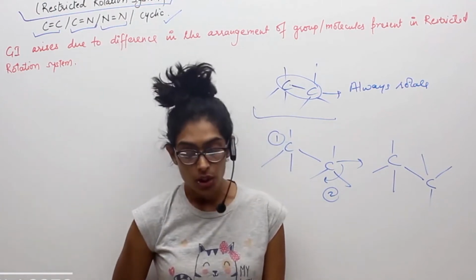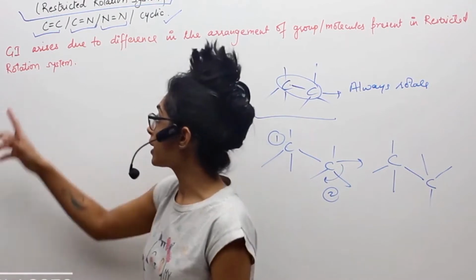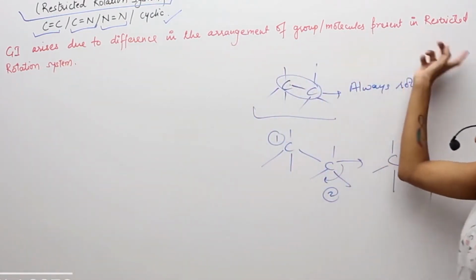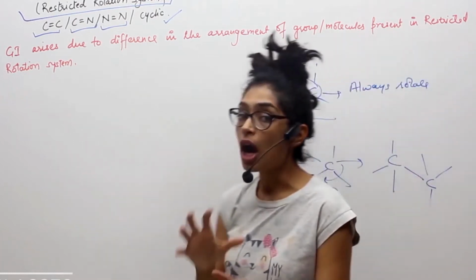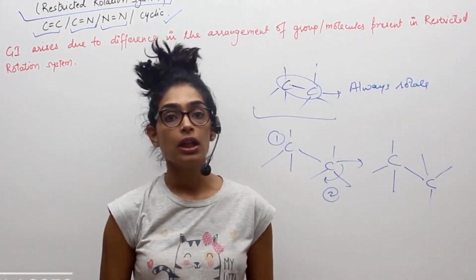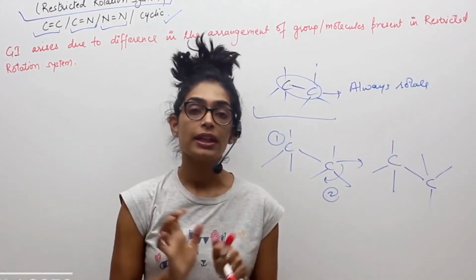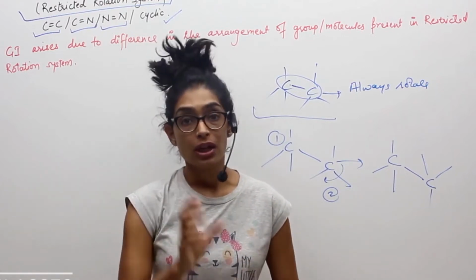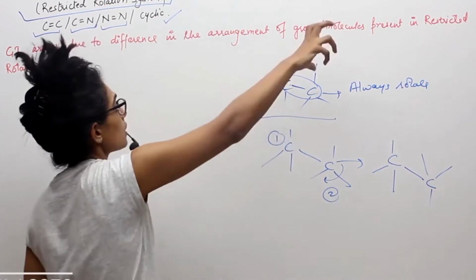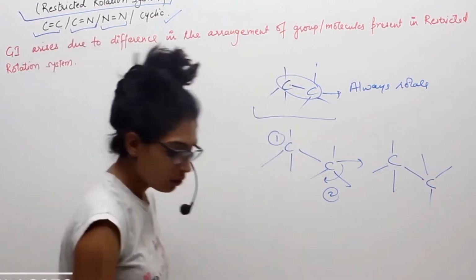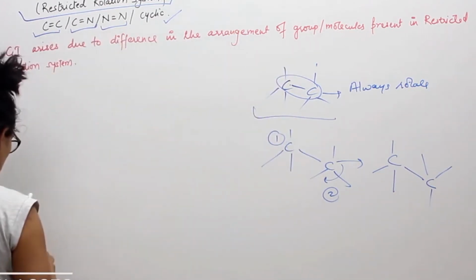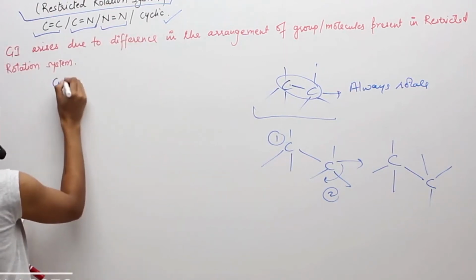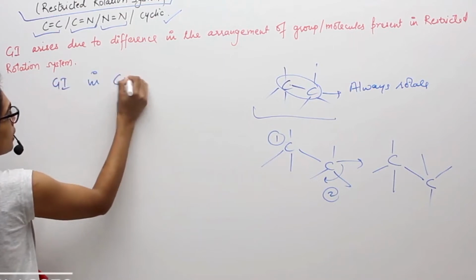So you will write the definition of geometrical isomerism right now. Write down: GI arises due to the difference in the arrangement of the groups or molecules present in the restricted rotation system. So how the arrangement is done in a restricted rotation system will bring geometrical isomerism in a molecule. Now what this definition means, we'll talk about now along with the case discussion, that is GI in C double bond C.